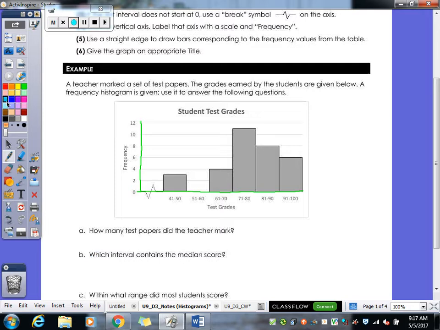Does anybody know what we call this little heartbeat looking thing? That's a break. This is a break in the graph. Because you need to have a consistent scale. We aren't just going to go from 0 to 41 with our data, so we have to put a break in the graph. That's showing we're skipping some numbers, and now we're going to 41 to 50. You can sometimes have a break going up vertically, but that's not as common. Your break is generally in your horizontal axis.